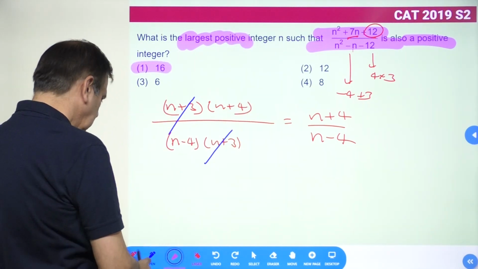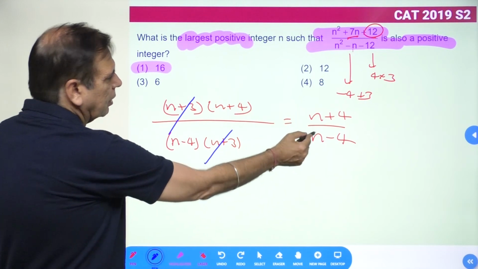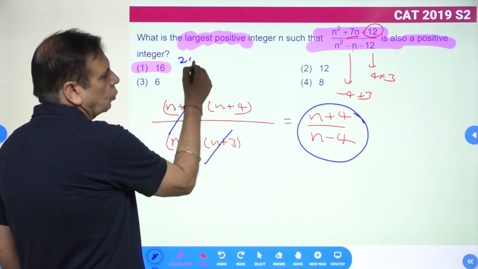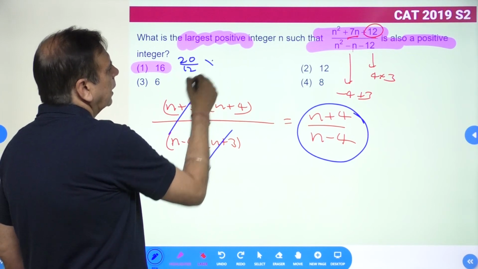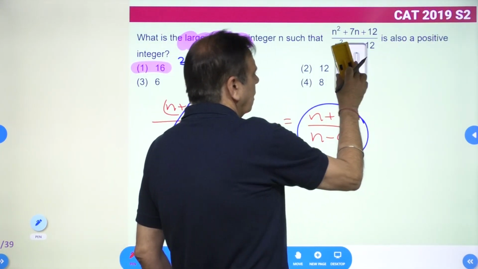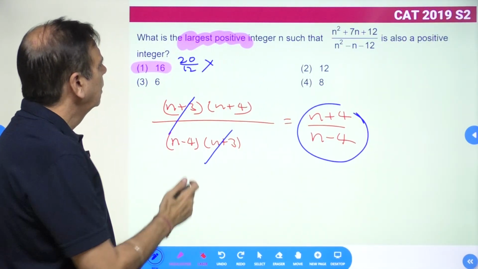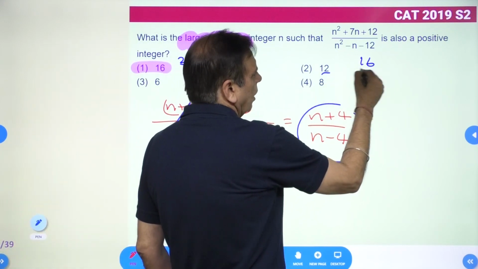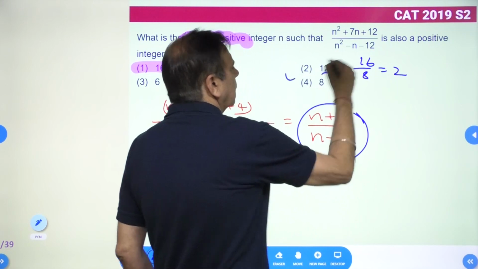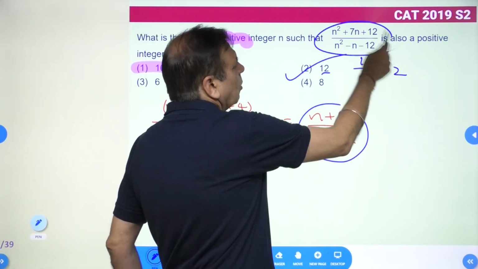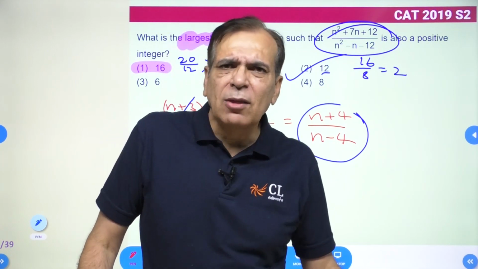Check for 16. Okay, 16 कहते हैं तो क्या होगा? If I put n equal to 16 in this expression, what do we get? 20 upon 12, not an integer, wrong choice. Next highest, because we are looking at largest, let's look at 12. 12 plus 4 is 16, 12 minus 4 is 8. Correct answer.